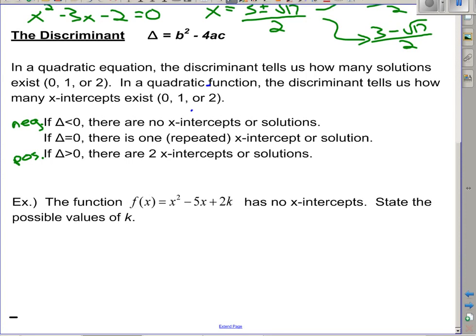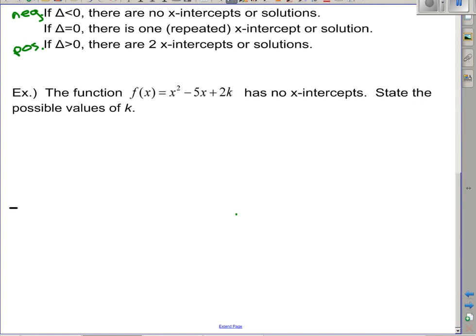All right, so the function f at x equals x squared minus 5x plus 2k has no x-intercept. State the possible values of k. Sometimes people get confused here because you've got your x and your k. You should really try and figure out what the question is telling you and what it's asking you for. You want to find the values of k. And it said there are no x-intercepts. So no x-intercepts means that the discriminant is negative.